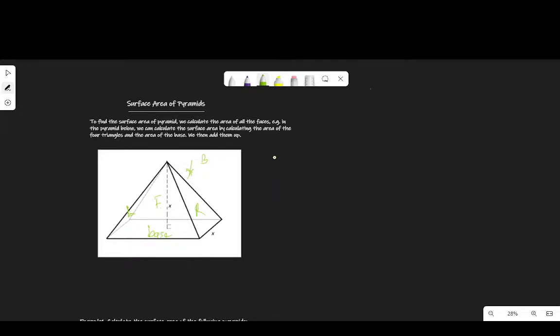So what do I mean? Area of base, the base is rectangle and area of rectangle is length times breadth. While the triangle on the left hand side and the right hand side are exactly the same. So area of left and right triangle, we know that area of a triangle is half times base times height. And two of them, let me multiply it by 2, this and this.